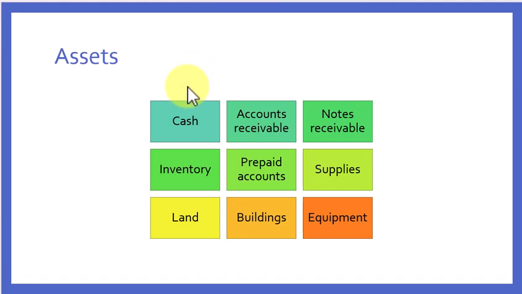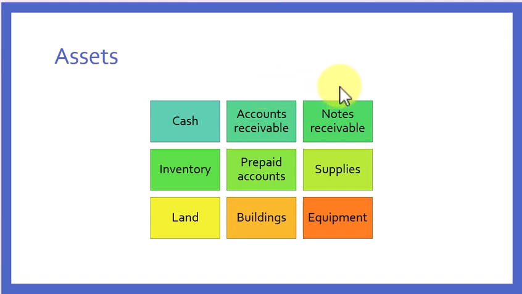Sometimes on a balance sheet, you may see this listed as cash and cash equivalents. This is basically any cash that the company has on hand, and that includes electronic cash that is sitting in a bank account. Accounts receivable. This is money owed to us by customers for goods or services that we have provided to them on credit.